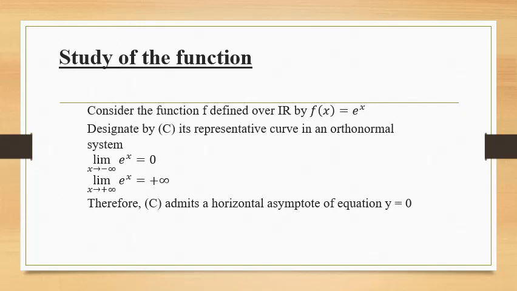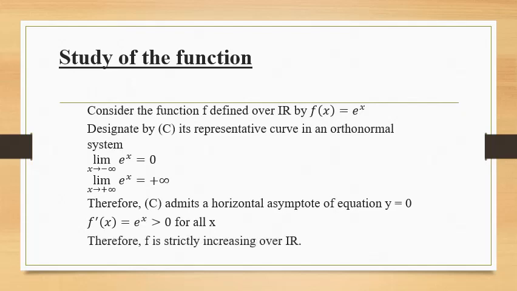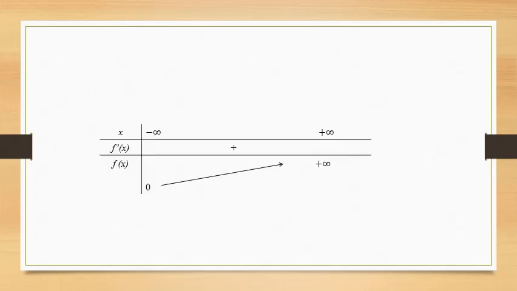Derivative of f of x: f prime of x equals e power x, which is always positive for all values of x. Therefore, f is strictly increasing over R. We can set a table of variations from minus infinity to plus infinity. f prime is always positive. It's strictly increasing from 0 to plus infinity.